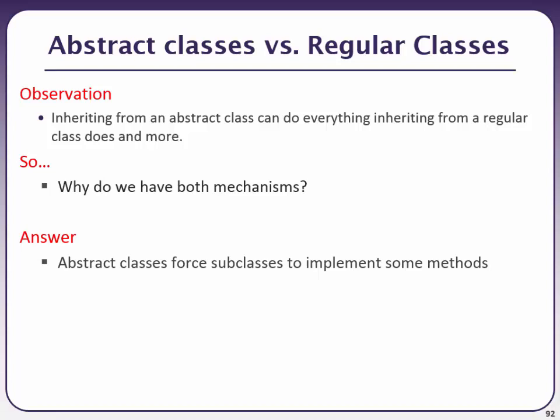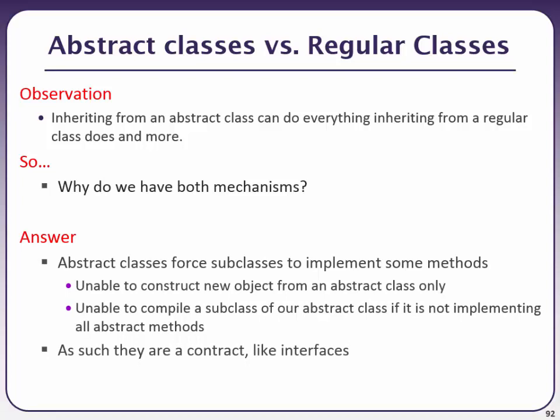Okay, the answer to that: the abstract class forces subclasses to implement some of the methods. And the main benefit here is we are unable to construct new objects from an abstract class. We are unable to compile a subclass of an abstract class if it's not implementing all abstract methods. So bottom line, we have the benefits here that interfaces brought us: my abstract class is marked abstract so that I cannot make objects. I have to make a subclass of it, and I can make objects of that subclass.